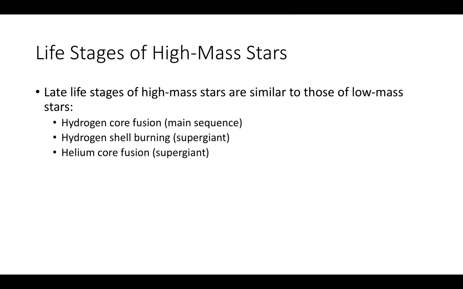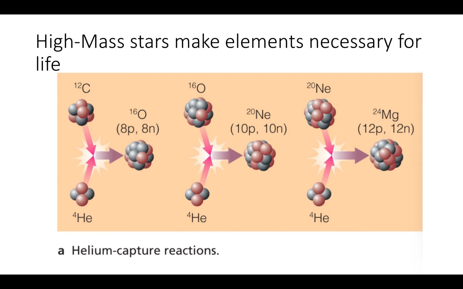So the life stages of a high mass star are very similar to low mass stars. We still get hydrogen core fusion, especially in the main sequence. We still get hydrogen shell burning when it's a supergiant, as well as helium core fusion.